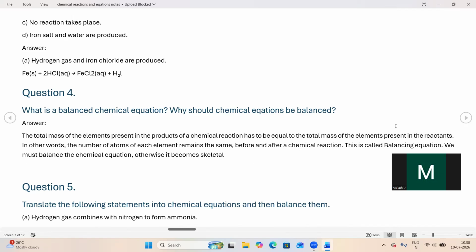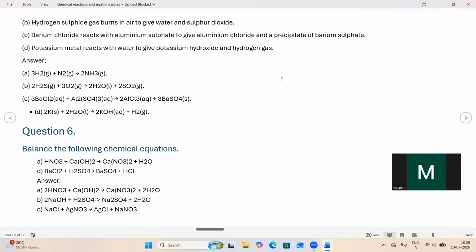Next, translate the following statements into chemical equations and balance them. They just give it in word form. You should write down the chemical equations. H2 plus N2 gives rise to NH3. H2S plus O2 gives rise to H2O plus SO2, meaning hydrogen sulfide, a gas, burns in presence of air to give water and sulfur dioxide.